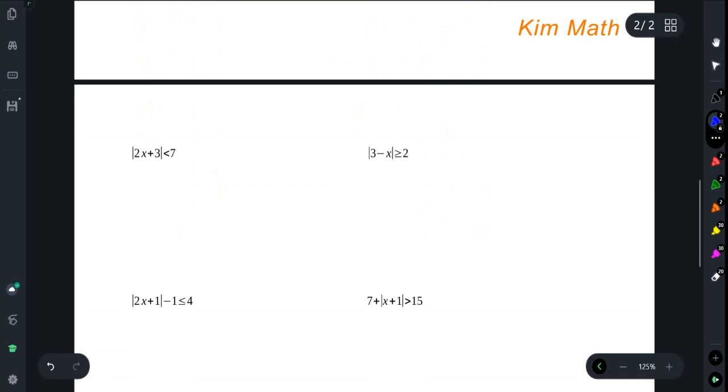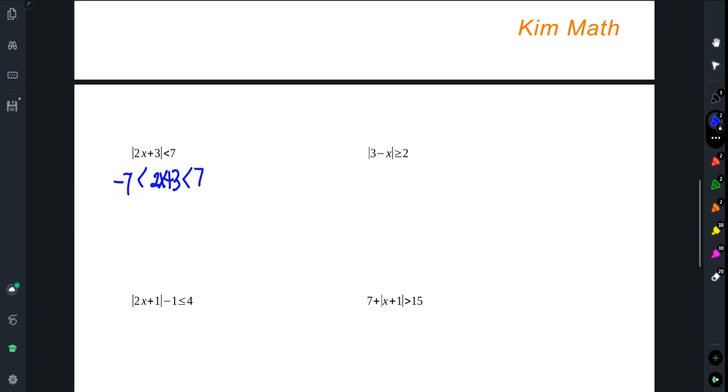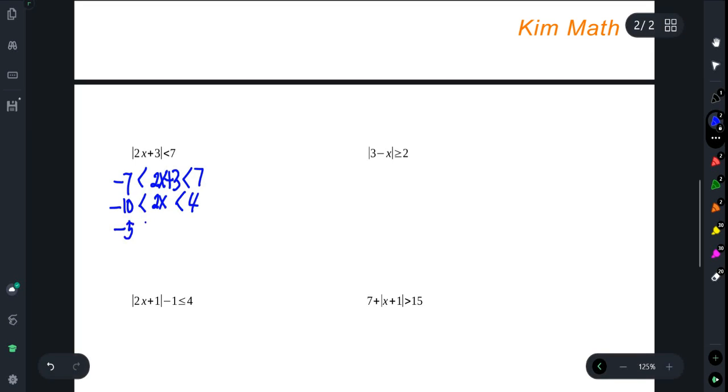Okay, in this case inside of the absolute sign we have some expression, but exactly the same method. You can copy 2x plus 3, negative 7 here, positive 7 here. Okay, now subtract 3, then you have negative 10, 2x, and 4, right? Now divide by 2, then negative 5 here, x here, 2 here.